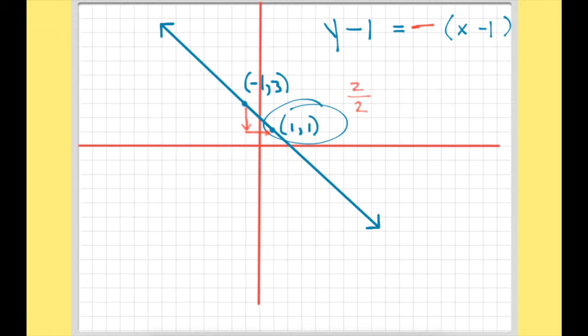And so that's the point-slope form. Now I could have written it with the other point and used y minus 3, my other y, same slope, and x, but it'd be plus 1 because my x1 is negative 1, so minus negative 1 is plus 1.